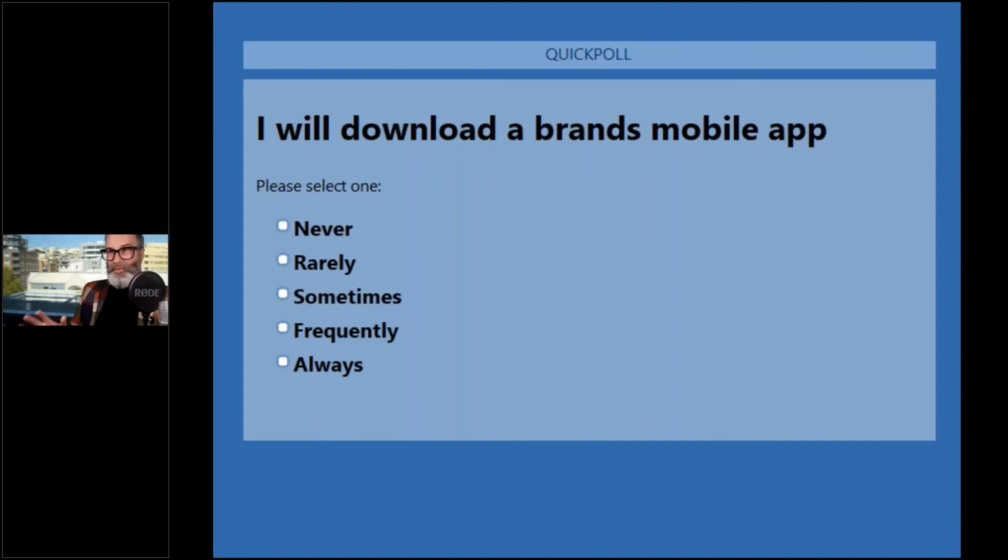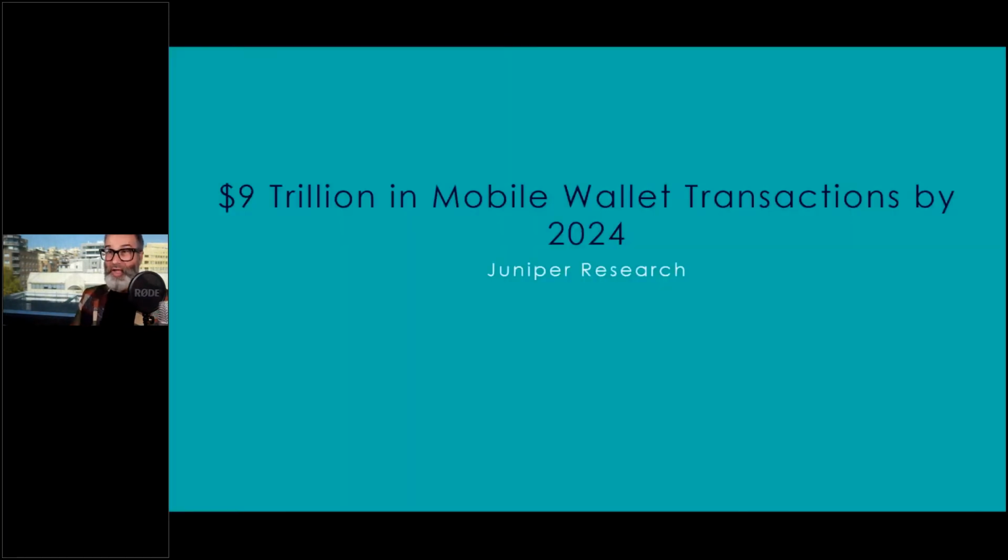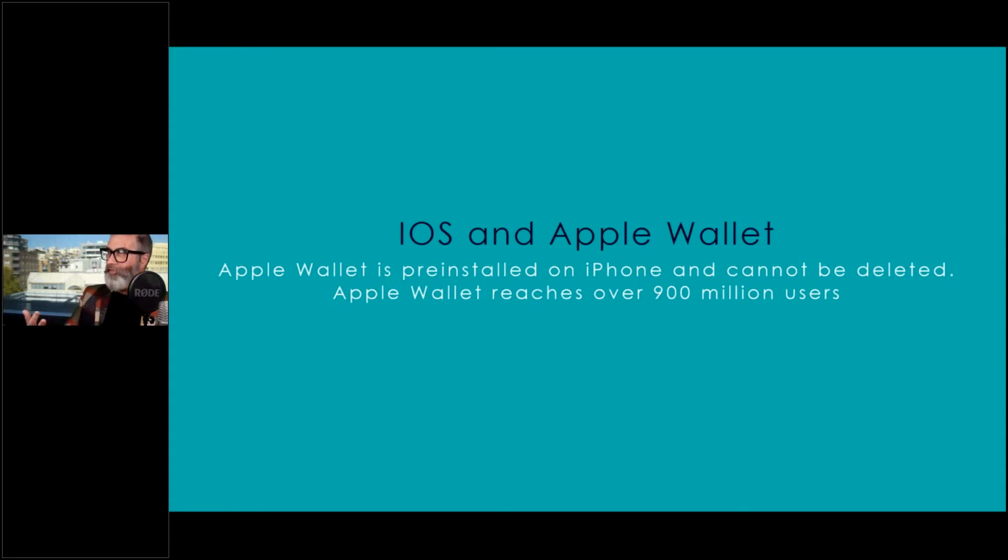Nine trillion is a really big number. So the ramp up in this sort of mobile is significant. If we have a look at Juniper Research, they're predicting $9 trillion worth of transactions by 2024. So that represents a lot of tapping at a lot of terminals by a lot of people with loads and loads of phones and watches and other Internet of Things.